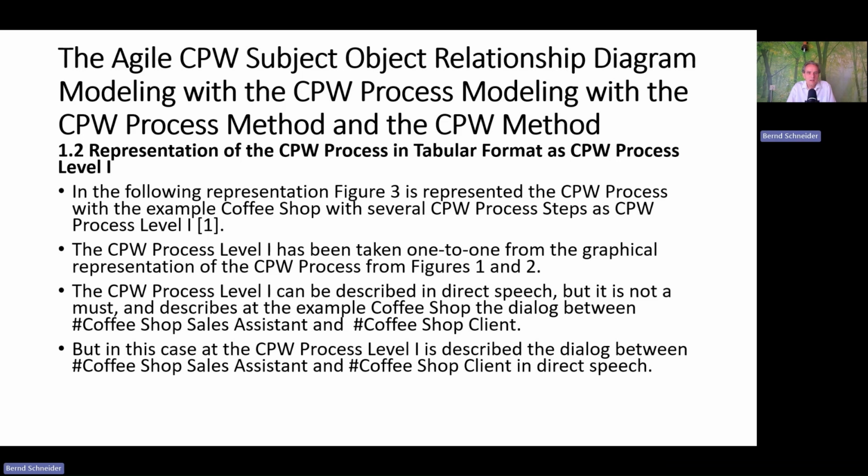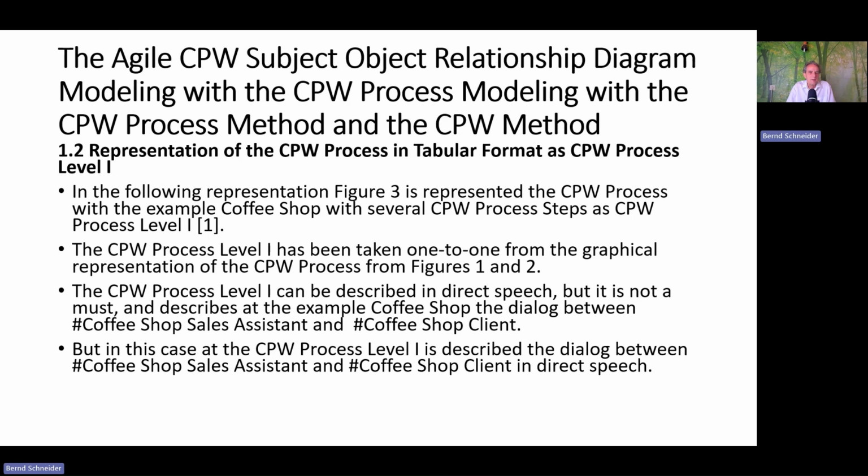Now we have the representation of the CPW process in tabular format as CPW process level 1. In the following representation, figure 3 is represented the CPW process with the example coffee shop with several process steps as CPW process level 1. The CPW process level 1 has been taken one-to-one from the graphical representation of the CPW process from figure 1 and figure 2.